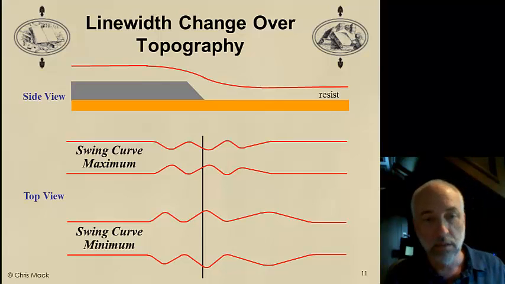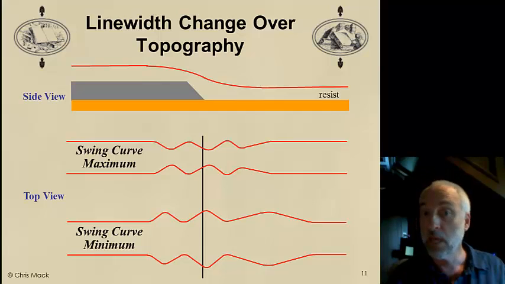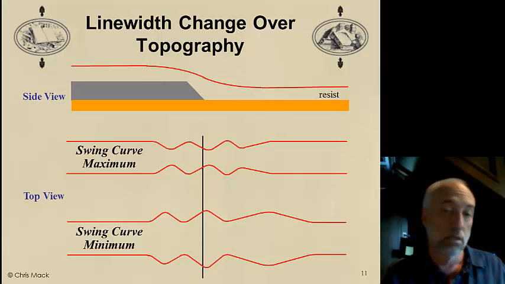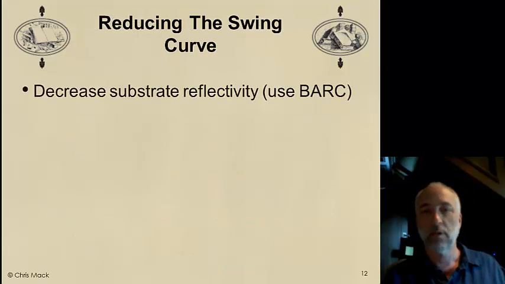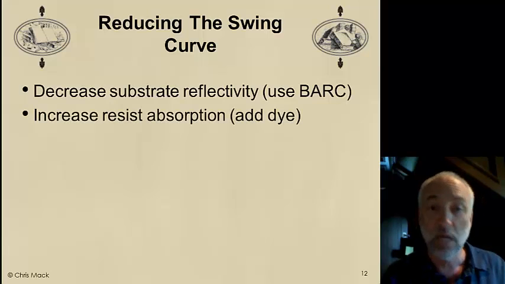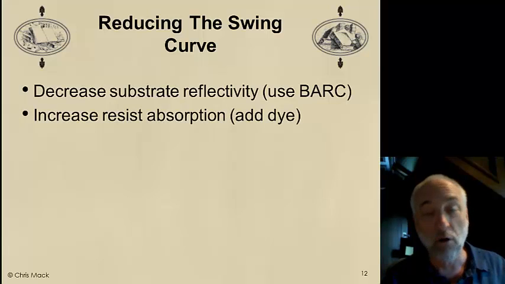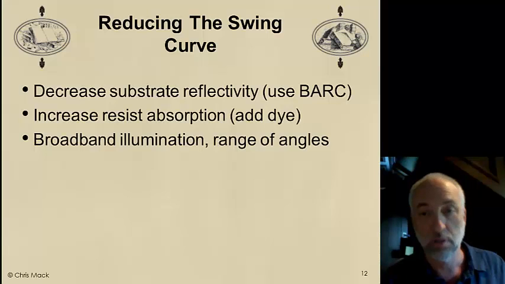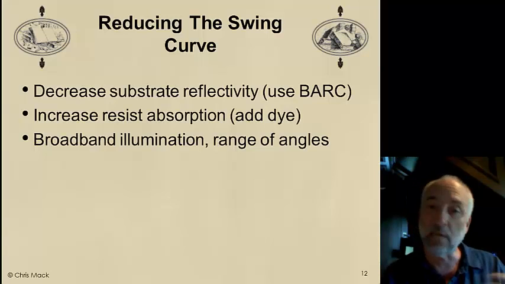Of course, it would be better to have neither of these phenomena occurring, and we can eliminate the swing curves using a bottom antireflective coating, just like we could eliminate the standing waves. So that tends to be what we do whenever this phenomenon is important. We use a bottom anti-reflective coating to reduce the swing curve, but there are some other approaches too. Resist absorption, adding a dye, also reduces the swing curve. Using broadband illumination or a range of angles illuminating the resist also reduces swing curve. So these three phenomena which reduce standing waves also reduce swing curves.